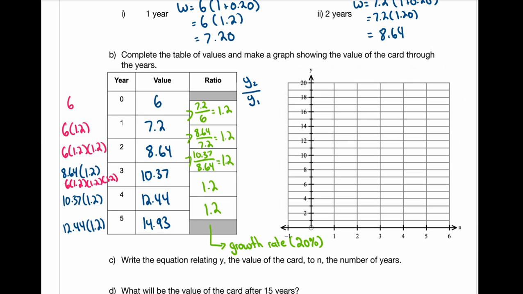So if we want to just graph this to get an idea of what it looks like, we have 0 and 6, 1 and 7.2, 2 and 8.64, 3 and 10.37, 4 and 12.44, and then 5 and 14.93, which is basically 15. If I graph this, I can see that it's not really a straight line. It has an upwards curve to it. So it is a little bit different from linear graphs that I've learned about in grade 9 and 10, and it's also different from the quadratics, because this is not a parabola. I don't see a repetition of numbers.